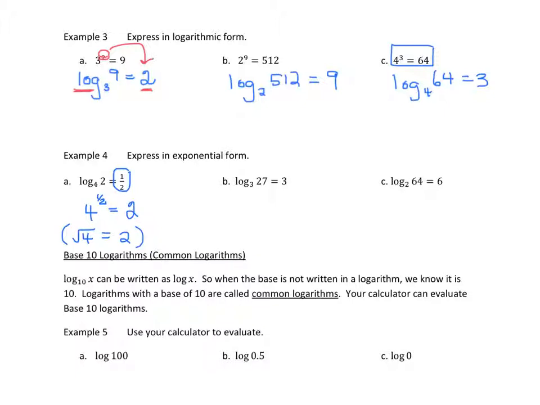Log 27 base 3 equals 3. In exponential form, that means 3 cubed equals 27, which we also know to be true. And last one, log 64 base 2 equals 6. So 2 to the exponent 6 is 64. It's the same equation expressed in exponential form.